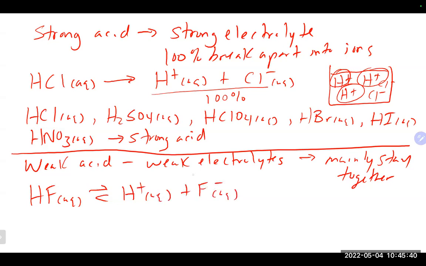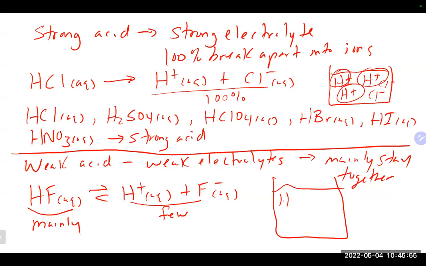The difference, again, between HCl and HF is we're only going to get really a few of these guys in solution. It is mainly going to still stay together. So if we look at our beaker there, in a solution of HF, you mainly have HF still together, and you do produce a little bit of H plus and F minus. So because it's able to produce a little bit of those H pluses, it is still considered an acid, but it will not produce anywhere near what you will see, for example, in hydrochloric acid, which pretty much 100% just breaks apart and produces a lot of H plus really, really quickly.